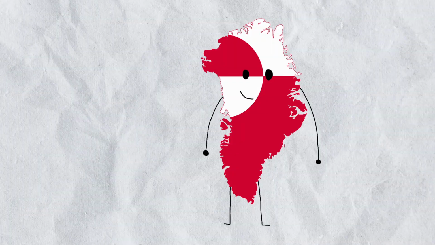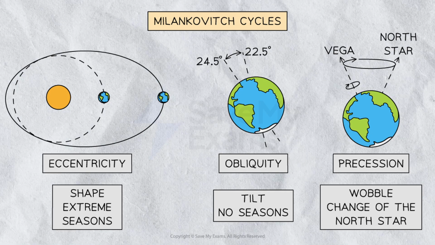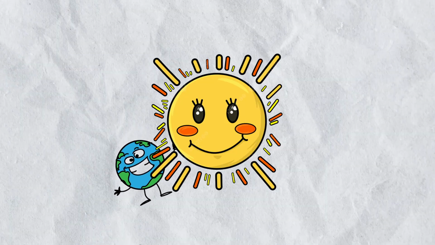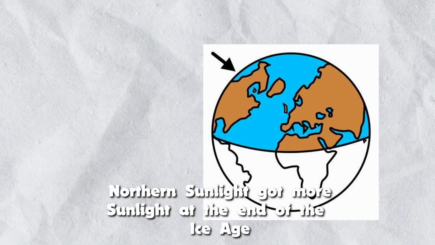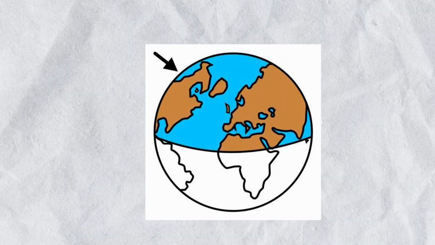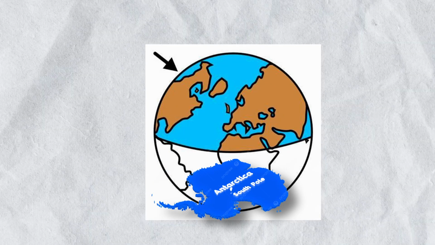Another reason for Greenland heating up faster is the Milankovitch cycles, which we learned about in class. Because of Earth's tilt and orbit around the sun, the northern hemisphere got more sunlight at the end of the ice age. That meant Greenland, because it's in the northern hemisphere, got the heat first, while Antarctica in the southern was behind and didn't start heating up yet.